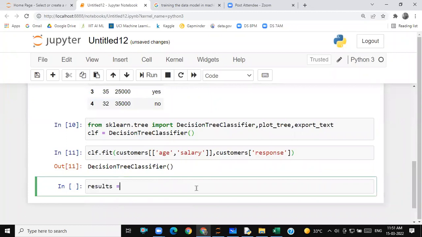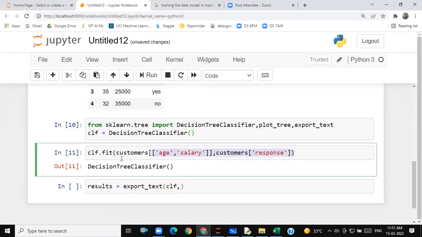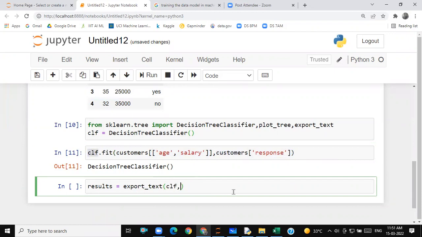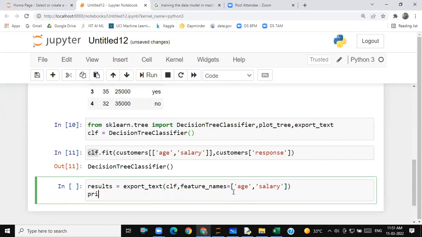results equals export_text. See, I didn't write any code anywhere. I just gave the input. I asked the machine to study the data. Whatever it has studied, I'm asking it to put in the results format. For clf, we have to tell the feature names. What are the features? Your features are age and salary. I'm just giving some inputs. Nothing more. I say print the results.